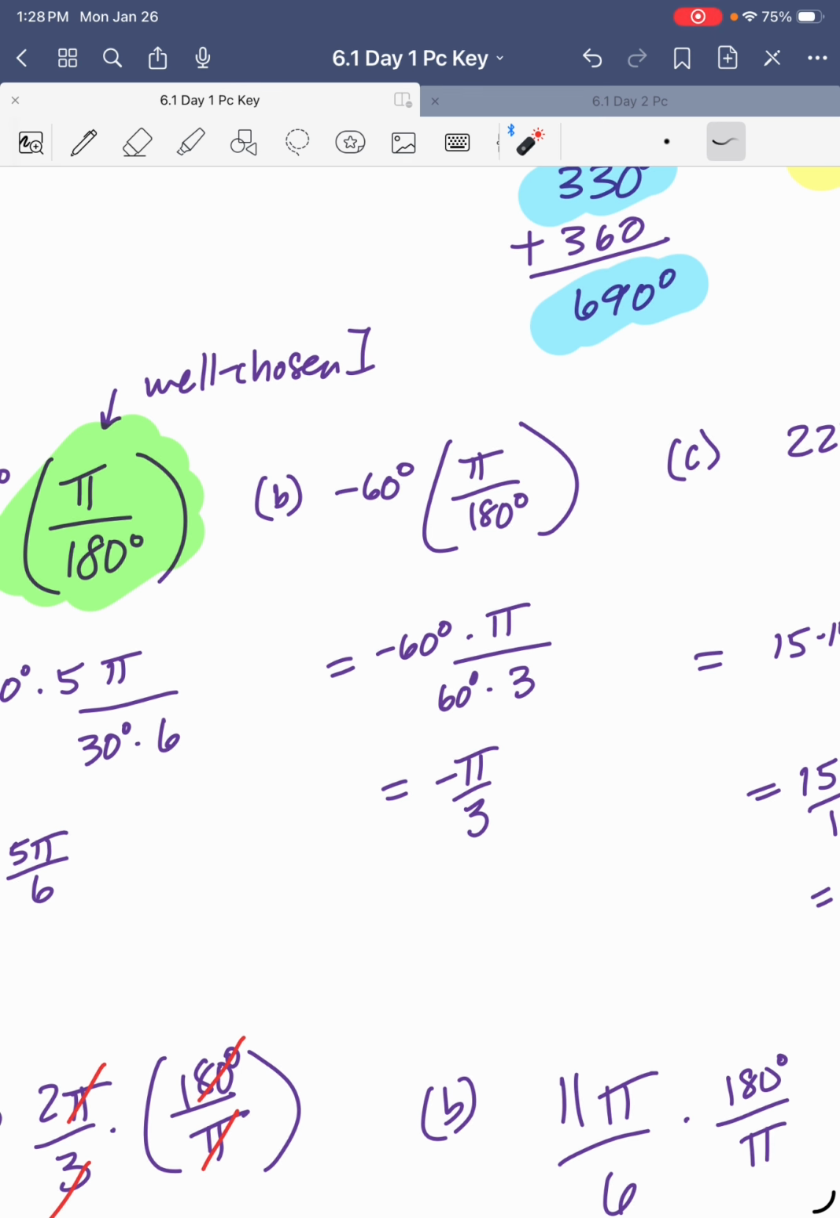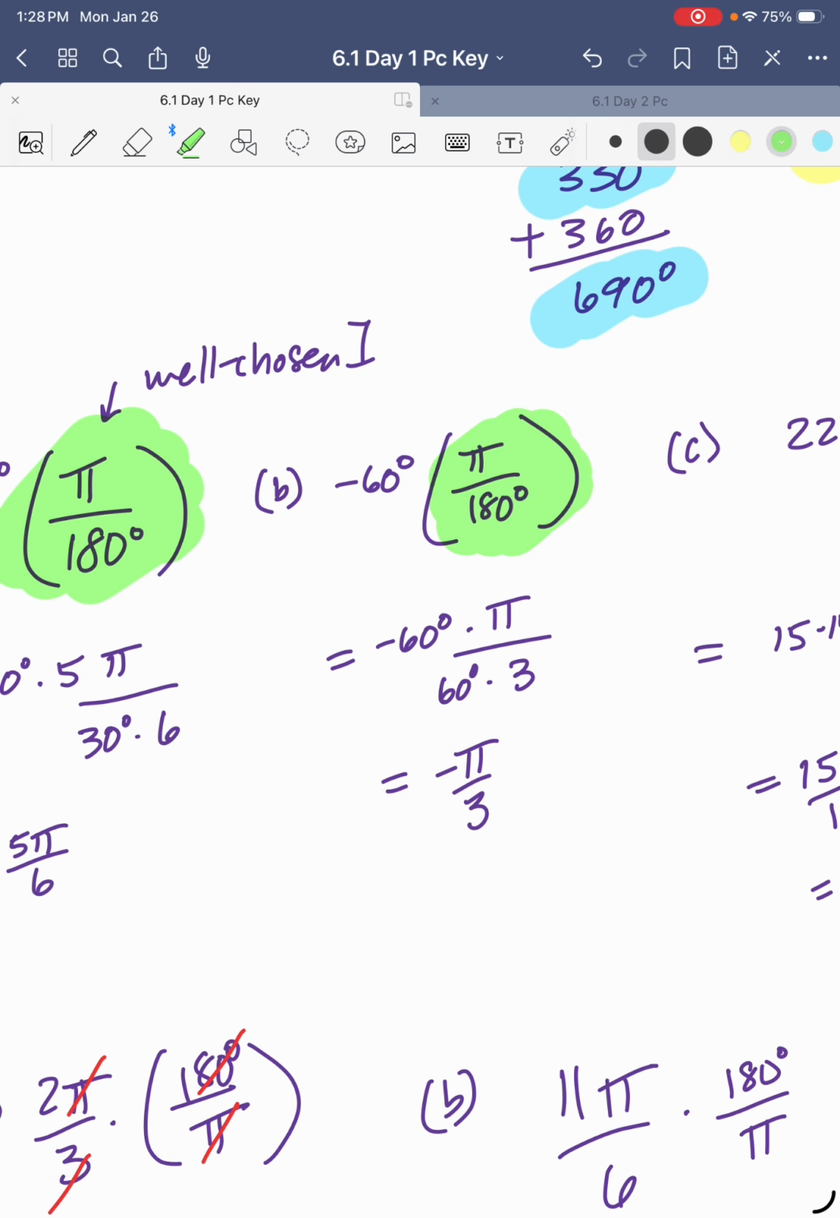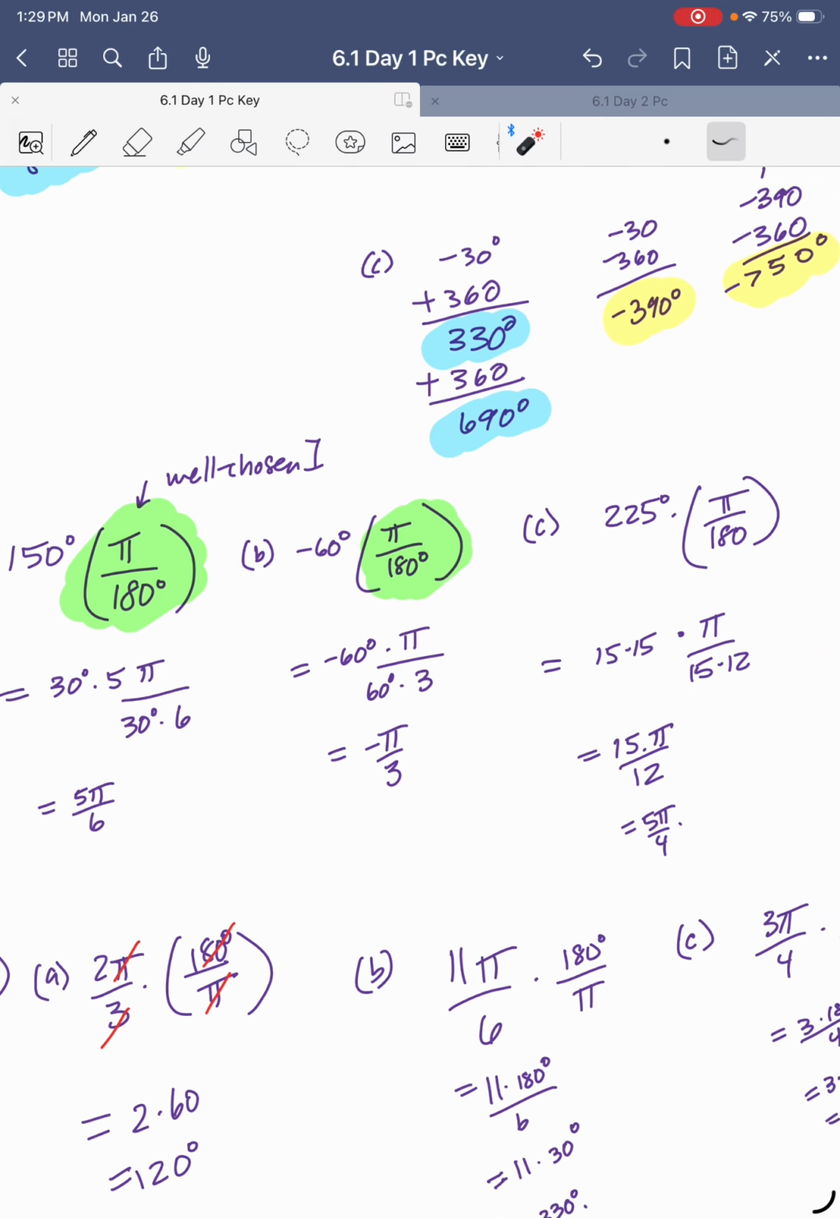In a similar way, I take negative 60 and turn it into radians by, again, multiplying it by pi over 180. How did I know if it was pi over 180 or 180 over pi? Well, here I want to get rid of degrees, so I put degrees on the bottom. But this thing is just equal to 1. So when I multiply, this thing will look different when I multiply by 1, but it will still be equivalent. I rewrite 180 as 60 times 3. The 60s cancel out and give me negative pi over 3.